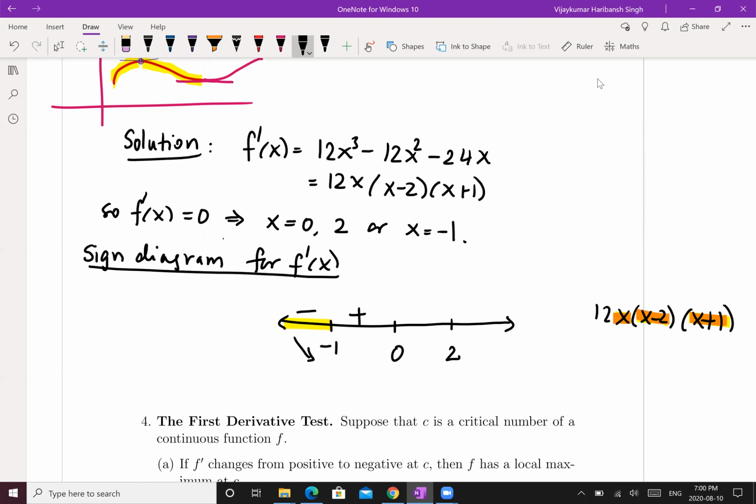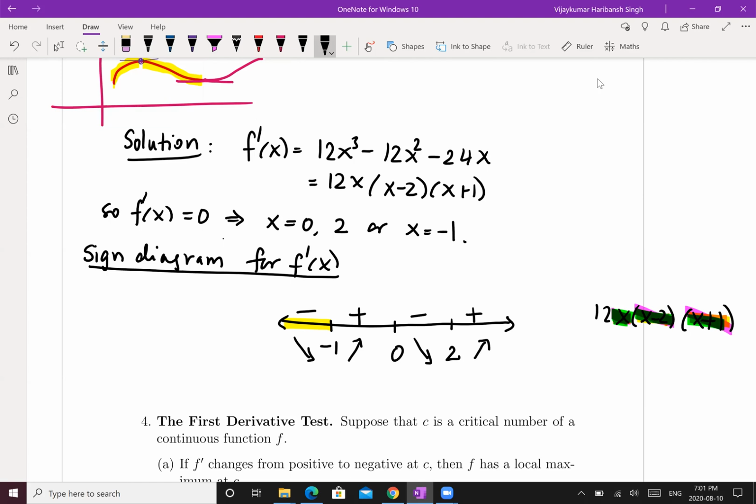Similarly, let's take a point between 0 and 2, let's take 1. If we substitute 1, it makes this positive. 1 minus 2 is negative. 1 plus 1 is positive. So 1 negative makes it negative. Similarly, let's look at a point after 2, say 3. 3 will keep this positive, and this positive, so we get positive. So the function is decreasing, increasing here, decreasing here, increasing here.